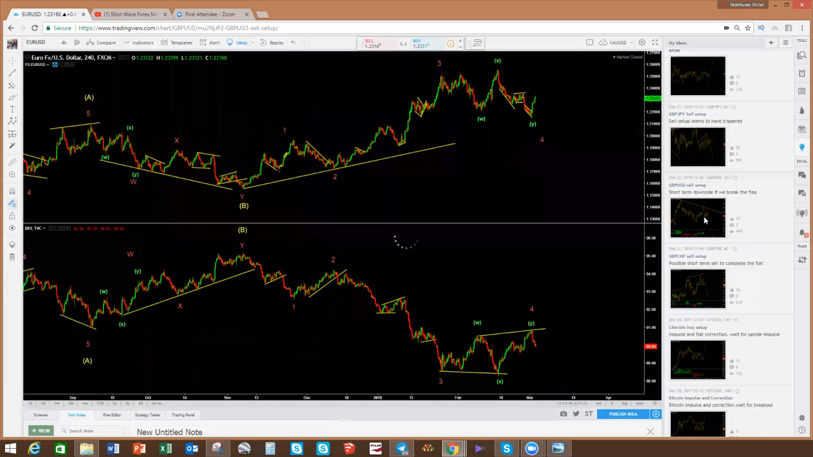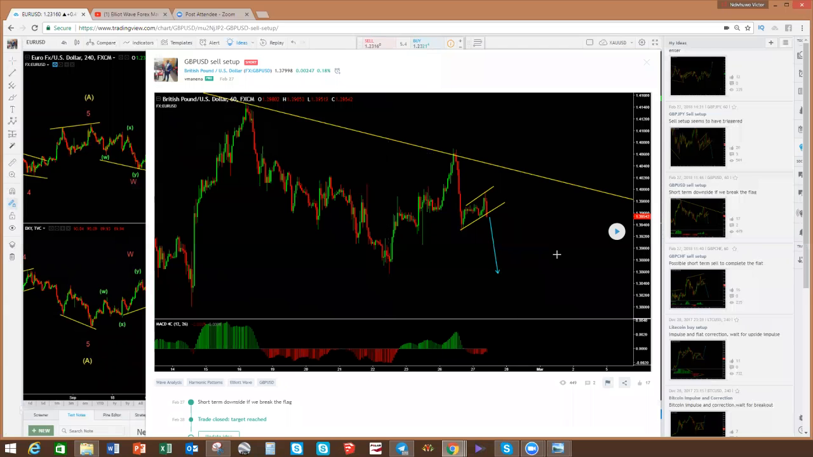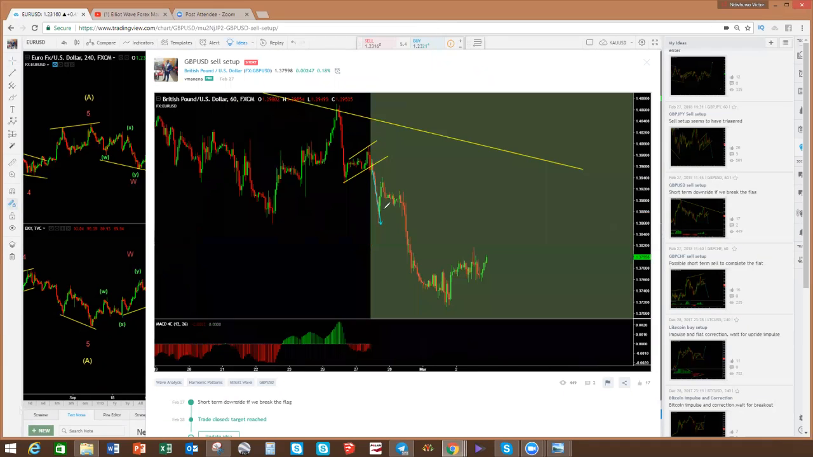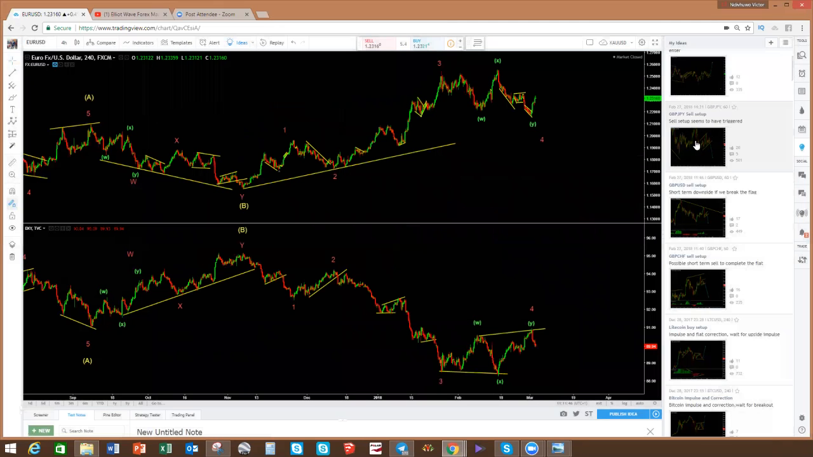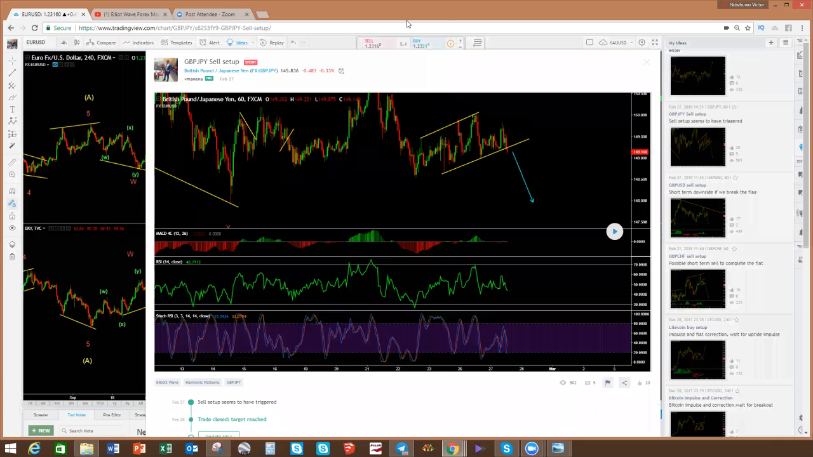Pound US Dollar. This one, within an hour of posting it, just went and hit profit. And some more. You can see profit, pullback, kept giving flex to re-enter. So you can see that one played out really well. That was pound, and then there was Pound JPY. Let's look at Pound JPY.